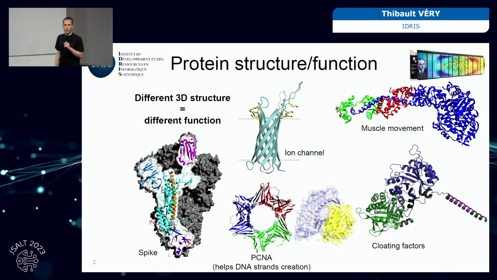On the top, you have one of the proteins that is used for moving. It's one protein that is involved in muscle movement. Below, you have clotting factors. So if you cut yourself and start bleeding, those proteins will come to help the clotting of your injury. And finally, the last example is one protein that is quite fun. Actually, it's a circle that helps the DNA formation.